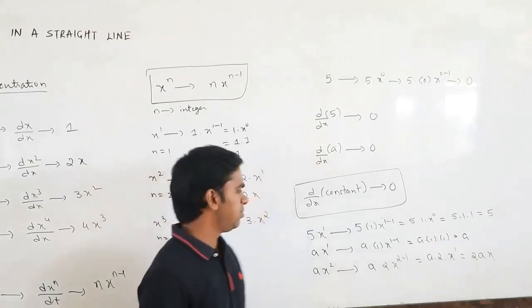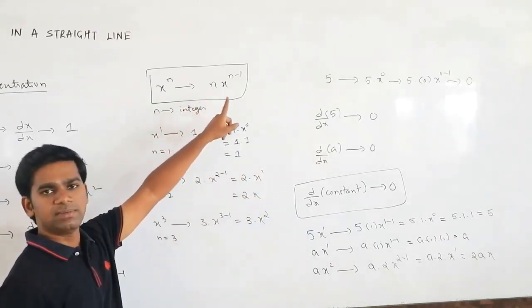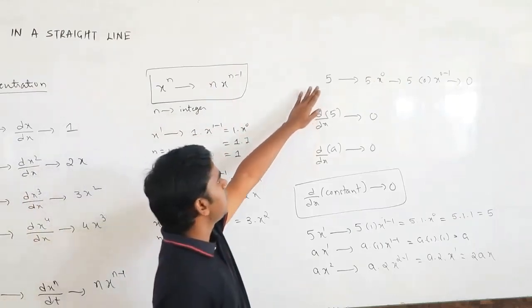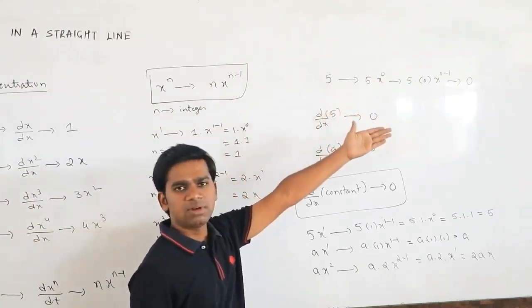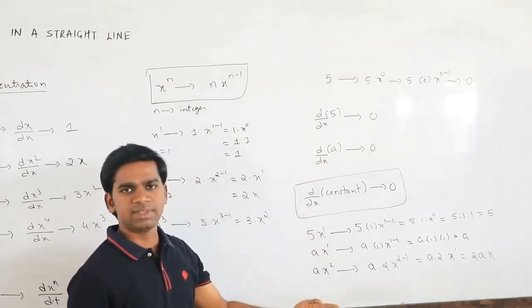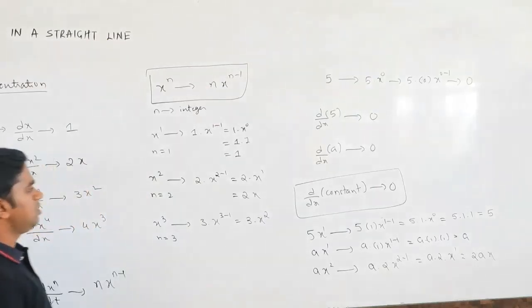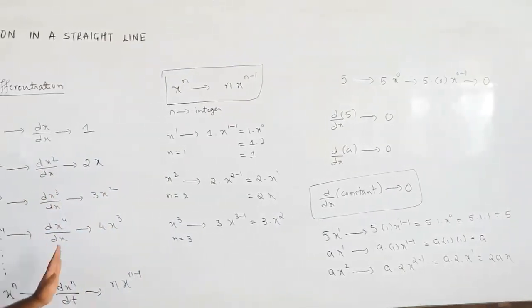Simply, what I am doing is applying this formula, n into x raised to n minus 1. If only a constant is there, it will become 0. If the constant is having some variable in front of it, it is not going to be 0. Okay, so this is simple differentiation.